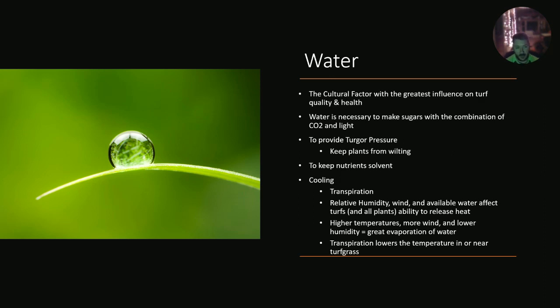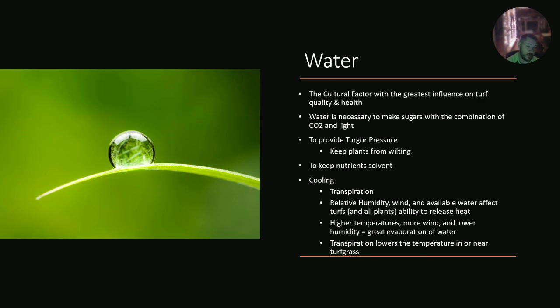There's also a cooling effect that occurs. So we have transpiration, which is the gas exchange from plants. Basically, they open up these little mouth parts and then they release gases such as water vapor, gaseous H2O, oxygen, what have you. The relative humidity can be changed due to the plants and the cooling effect of water. Wind and the availability of water can affect turf and the ability to release heat. Like I said, that transpiration, that exchange of gases, cools it down.